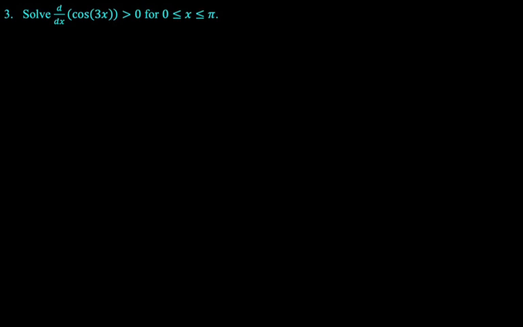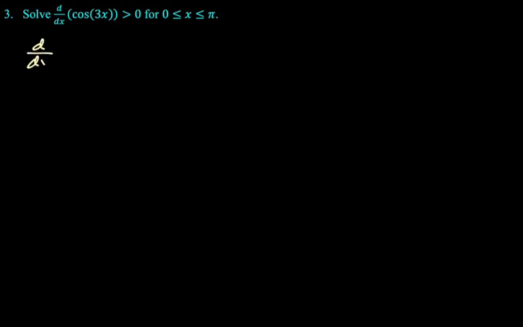Solve: the derivative of cosine of 3x is greater than 0 for x between 0 and pi. This is a pretty common type of problem. I wouldn't say this would be the question. The question would more be something moves with position cosine of 3x, when is the thing moving to the right, or something like that. But either way, that's what the problem boils down to.